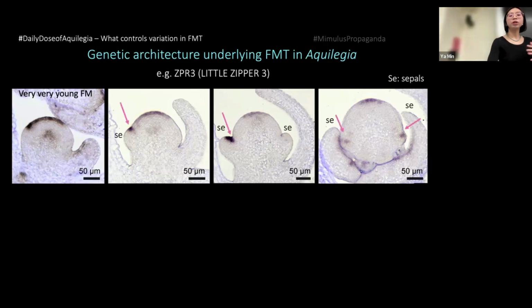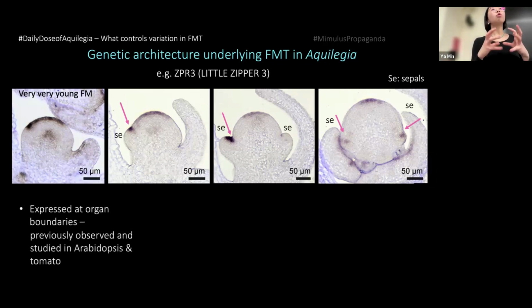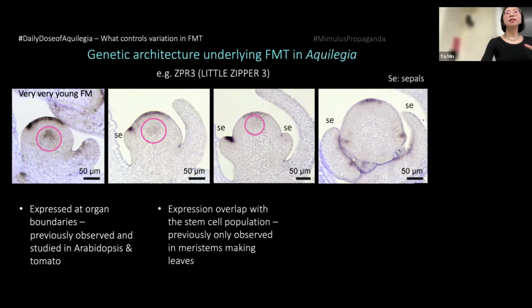So first, I'd like to bring your attention to those regions where we saw strong expression of Little Zipper at organ boundaries. And this is an expression pattern that has been previously observed and studied in both Arabidopsis and tomato, indicating that this part of the function is probably conserved in Aquilegia as well. And then let's look at these regions. They also have a weak expression of this gene. And this region happens to overlap with the stem cell population in the floral meristem as well. And this expression pattern has been previously observed in the Arabidopsis vegetative meristem.